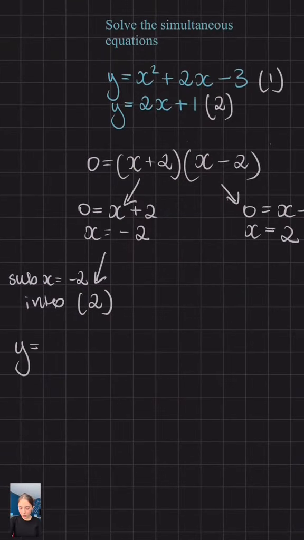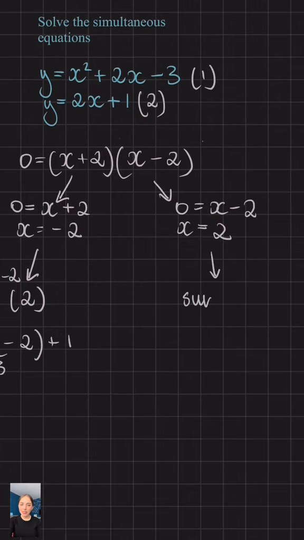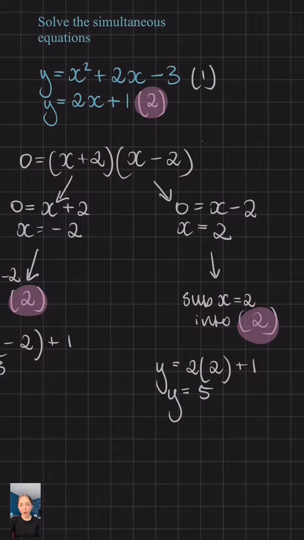So that means that when x is minus 2, the y value is going to be minus 3. Doing the exact same thing for x equals 2, we get y equals 2 times 2 plus 1, and that means that y is 5. When substituting numbers in, always put them in brackets, because that way you'll remember that you need to multiply first before adding the 1, and you will make sure you get the correct answer.